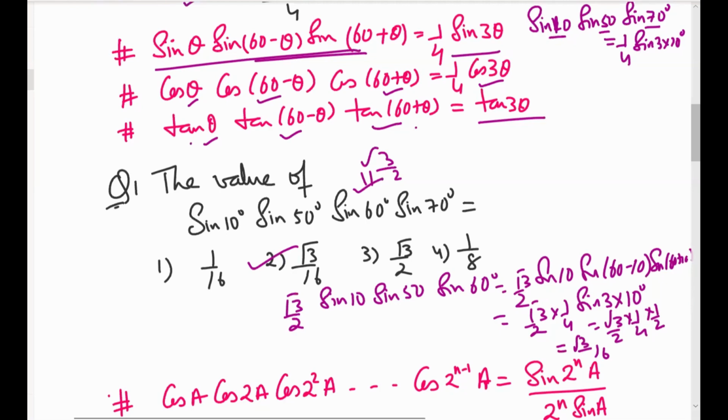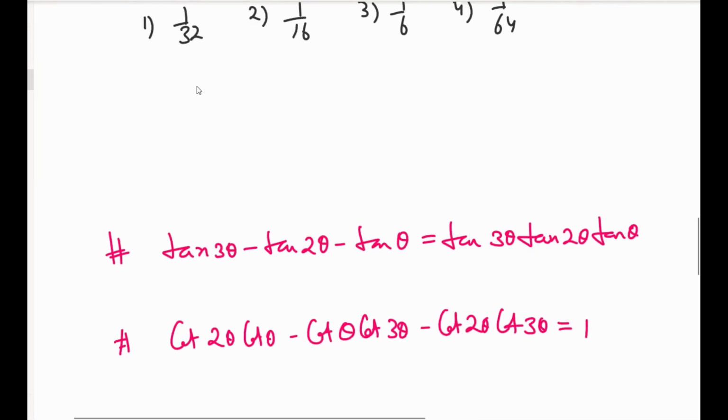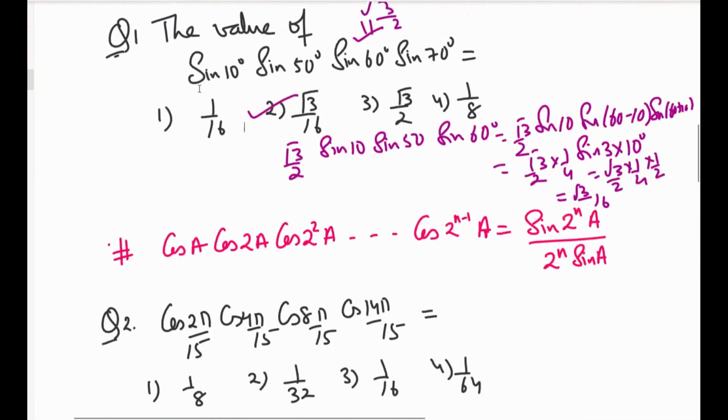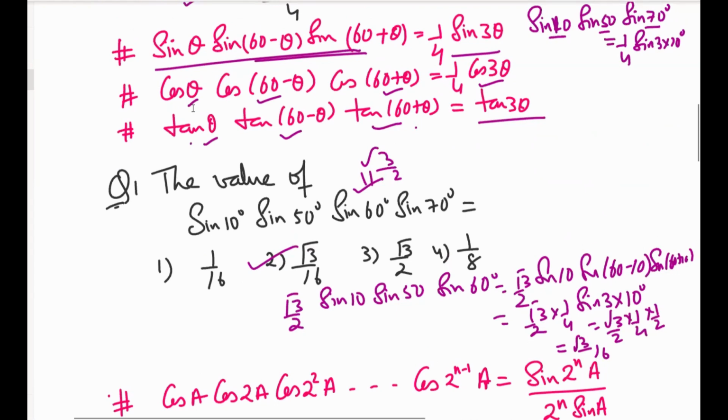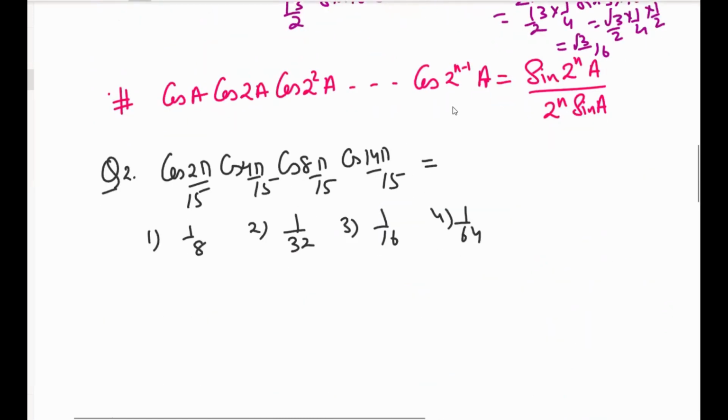Whenever you get a relation of this type in angles, either in a product of 3 sines, 3 cos, or 3 tan, you can use these formulas. Now the next formula is written here: cos A, cos 2A, cos 2 square A, till cos 2 to the power n minus 1 A. This formula is on the product of cos, mind it, and the formula is sin 2^n A upon 2^n sin A. First of all, you have to find out n.